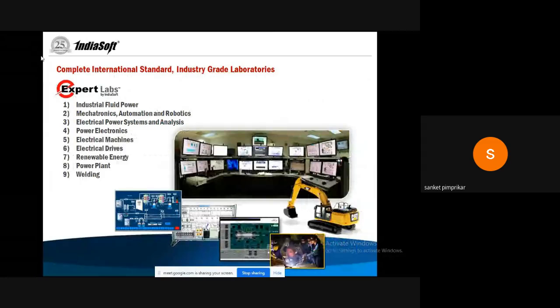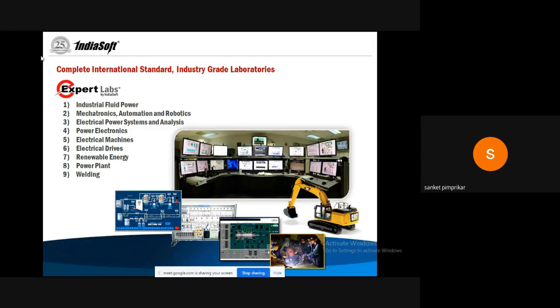Going forward, we have some of the expert labs, which are ISO standard, industry grade. First is industrial fluid power, where all the electro-pneumatic, electro-hydraulic, proportional, PID, all the fluid power domains are covered. Then we have mechatronics, automation, robotics, PLCs, DCS, HMI, industrial robotic arm. Then coming to the electrical as well as power plant domains, expert labs can be covered, which you can see on the right side in the picture.